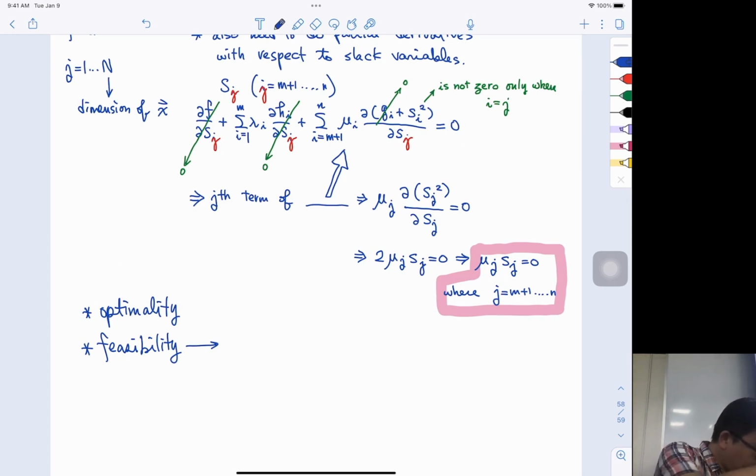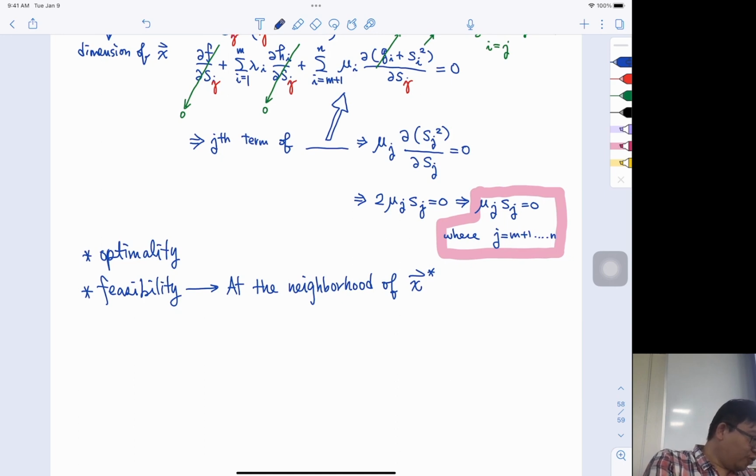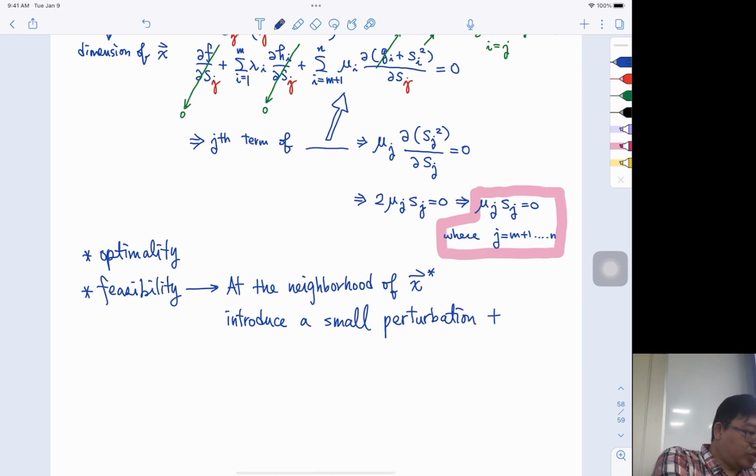So what happened was, let's say at the neighborhood of your optimal solution, just somewhere really close by, you have introduced a very small perturbation. Perturbation is like a small change to x. It's like changing your optimal a little bit. And we want this perturbation to be a feasible one. So let me add one word: a small feasible perturbation.